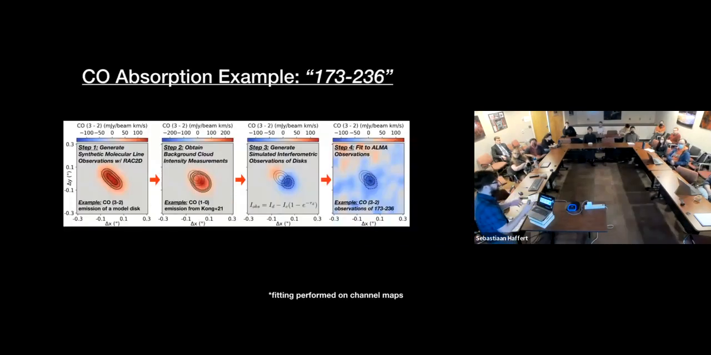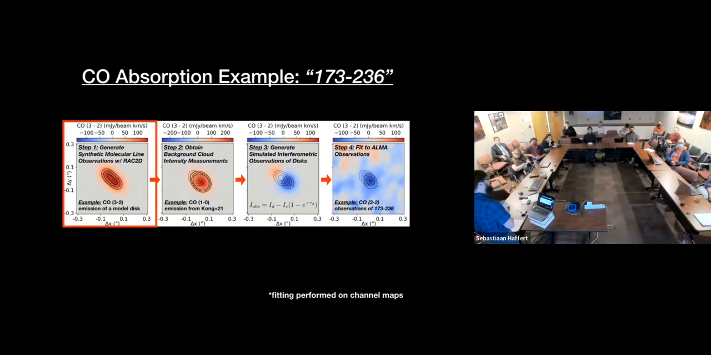Now I want to talk briefly about how we implement that concept into our model infrastructure. I'm going to walk through an example of one of the sources that we detected in CO absorption. It's this proplyd known as 173236, where the absorption morphology is very interesting. We only see strong absorption on one side of the dust disk.